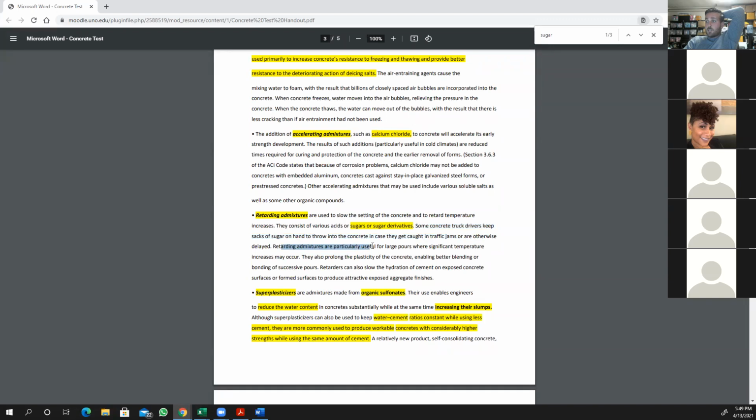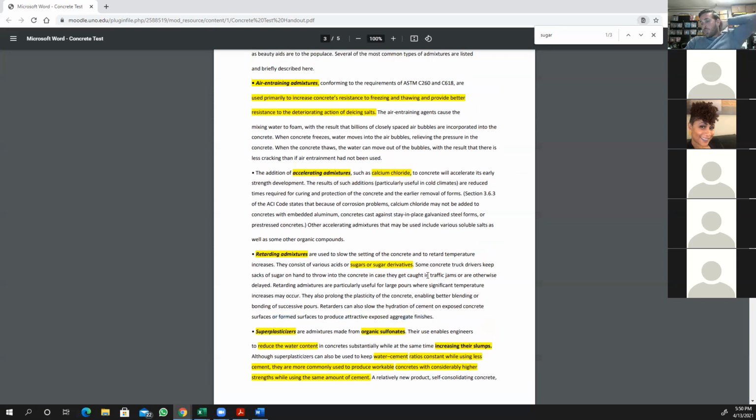Retardant admixtures are particularly useful for large pools where significant temperature increases may occur. They also prolong the plasticity of concrete, enabling better blending or bonding of successive pools. Retardants can also slow the hydration of cement on exposed concrete surfaces or form surfaces to produce attractive exposed aggregate finishes. So I believe this answered your question.